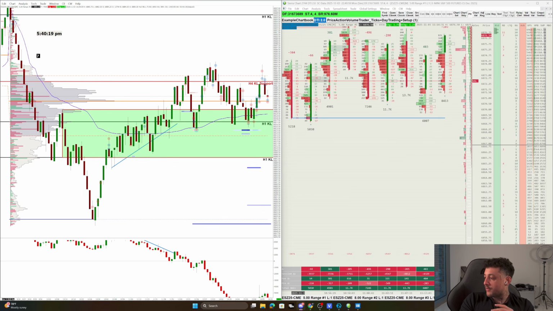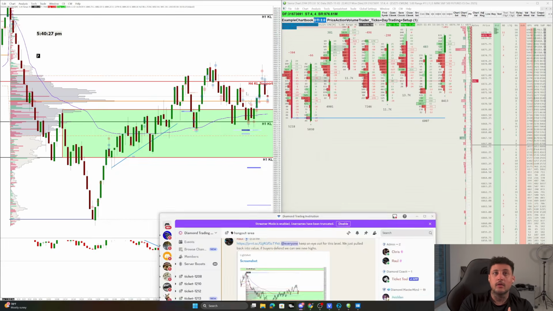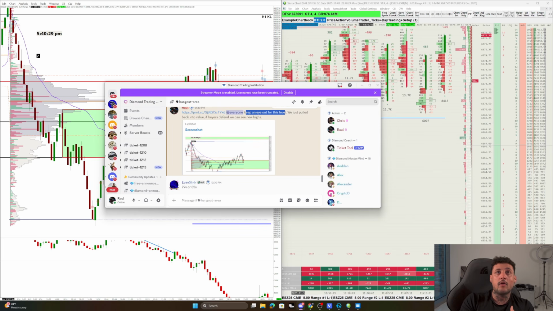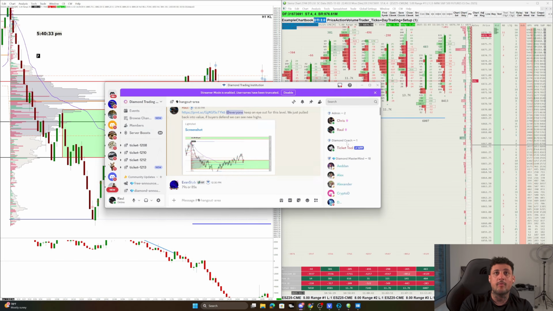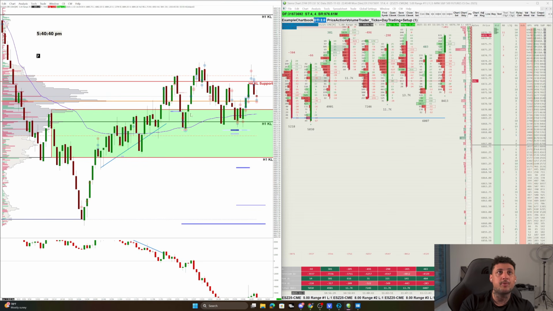I went out for a walk. I ended the live, and I told everybody in the live room and in the Discord to keep an eye out for this level. This is what the balance range looked like at that point in time. We just pulled back into value.